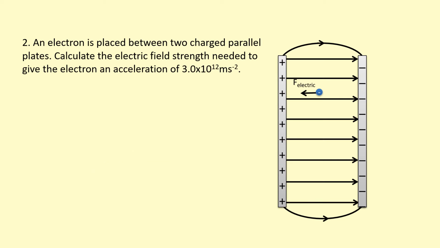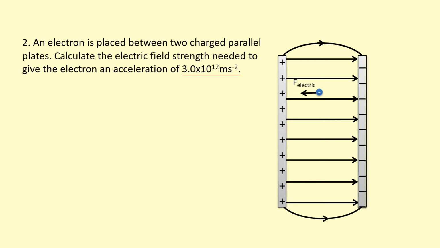the electric force. Okay, in example 2, an electron is placed between two charged parallel plates. Calculate the electric field strength needed to give the electron an acceleration of 3 times 10¹² meters per second squared. So please don't mistake this acceleration with speed. It is not traveling at this speed, that's the acceleration. So it has to be accelerating for long enough to reach anywhere near a speed of 10¹² meters per second. It won't, because that's faster than the speed of light.